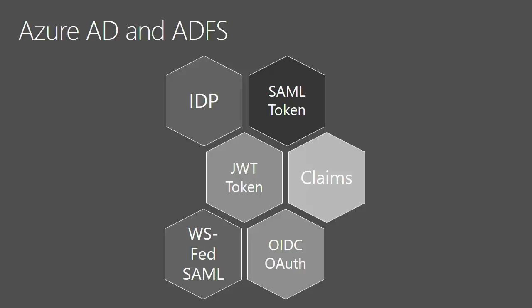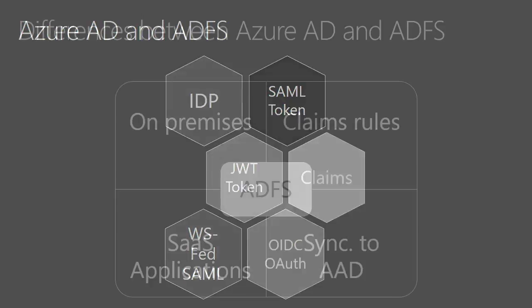So Azure AD and ADFS, they're both identity providers. They both generate tokens. They both have SAML or JSON tokens. It's up to you. You can decide. Inside the token is a set of claims, which is a set of attributes about the person who authenticated. They can do WS-Federation. They can do SAML. And the stuff we're going to talk about today is OpenID Connect and OAuth.